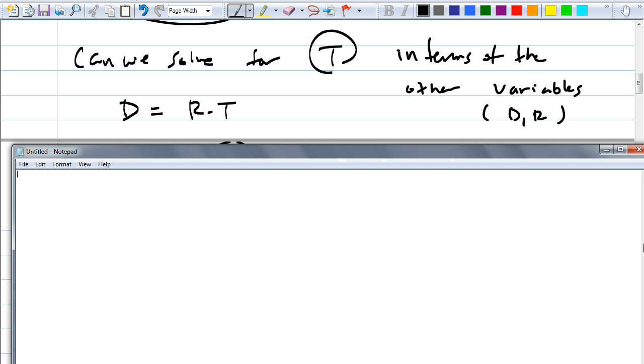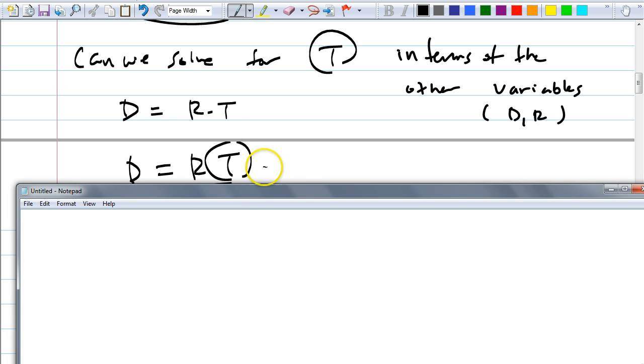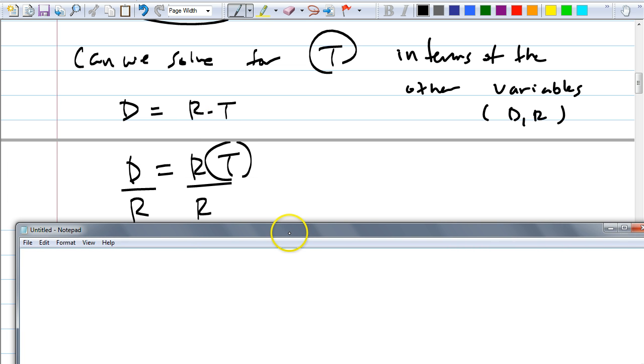You could just divide both sides by R and don't you get T by itself? Think of T as like X. That's what you're solving for, right? So divide both sides by R, because you know R and T are multiplying, right? So divide both sides by R.